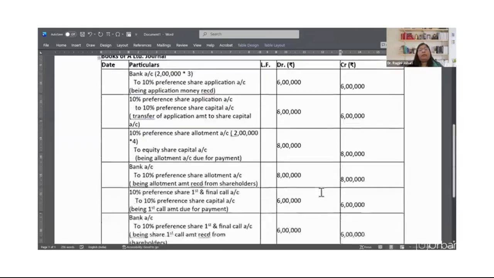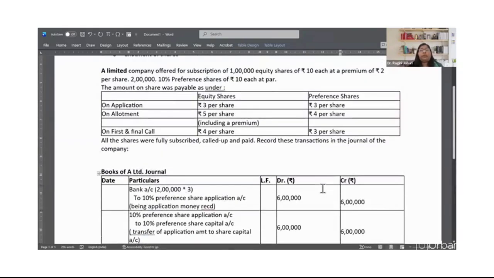So this is how we make the entry for preference shareholders, preference shares also, right?